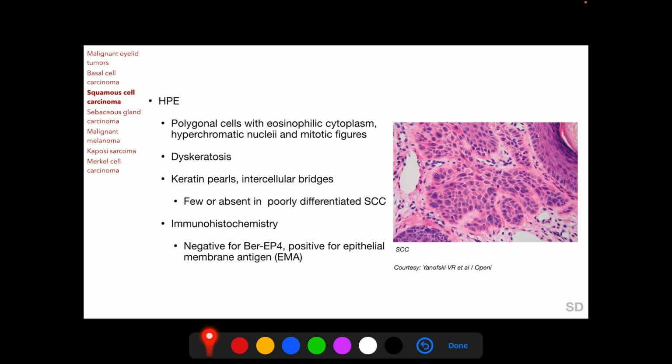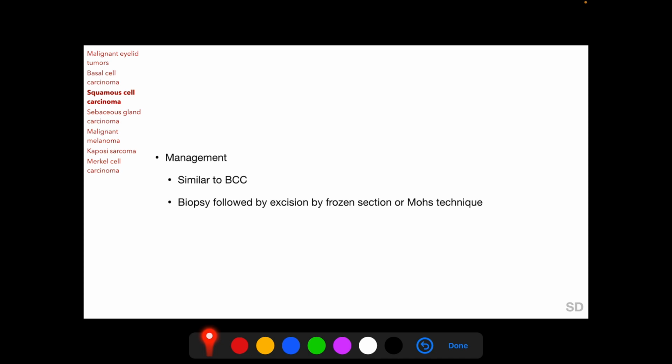And on immunohistochemistry, unlike BCC, SCC is negative for BER-EP4 but is positive for epithelial membrane antigen. Management of SCC is similar to BCC: biopsy followed by excision by frozen section or Mohs technique for histological control of the tumor margins.